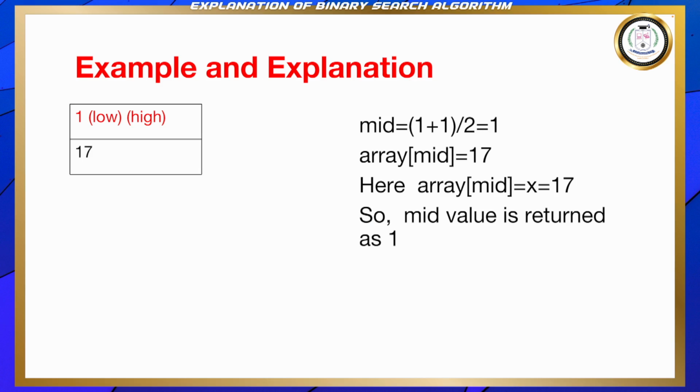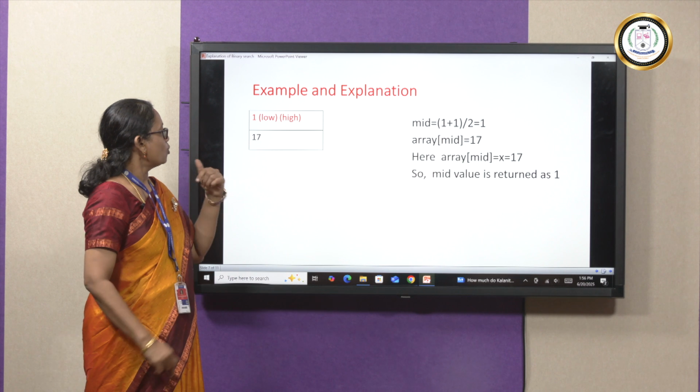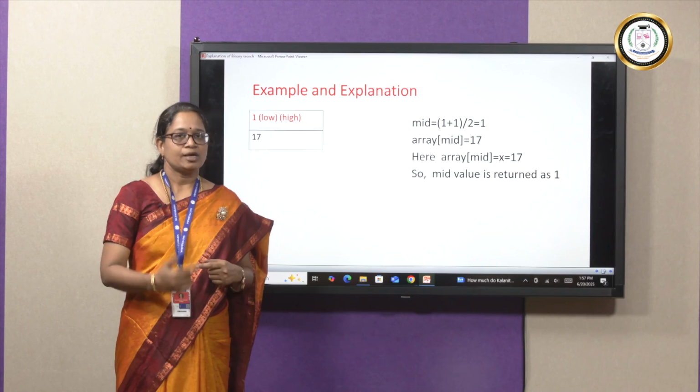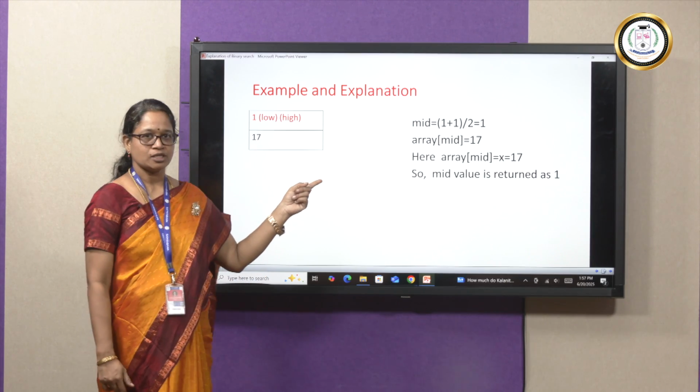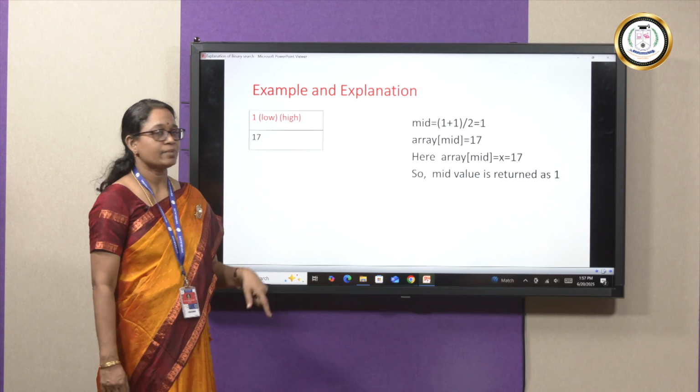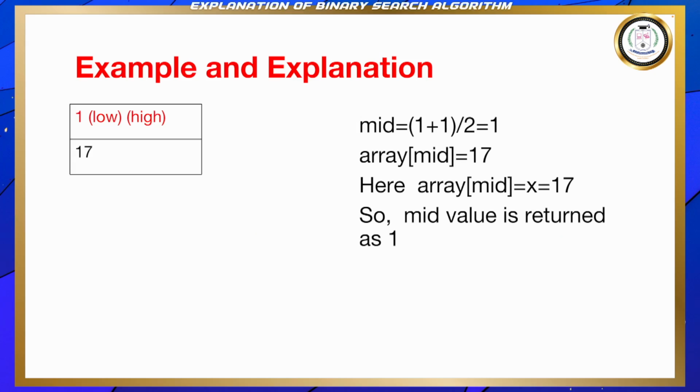In the next step we see that the lower index is equal to 1 and the higher index is also equal to 1. So both are pointing to the element 17. Again repeat the same process. Find the middle element. Now the middle element is (low plus high) by 2, which is equal to (1 plus 1) by 2, which is equivalent to 1. So the middle element is 17 here. Here the middle element is equal to the target element, which is 17. Now the position 1 is returned as the answer.